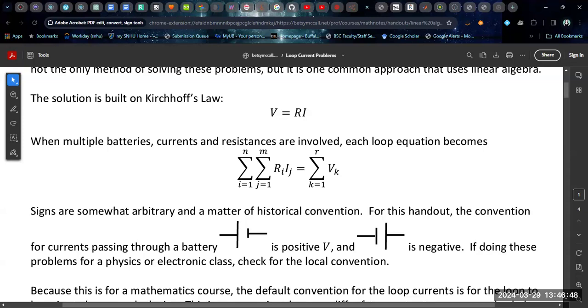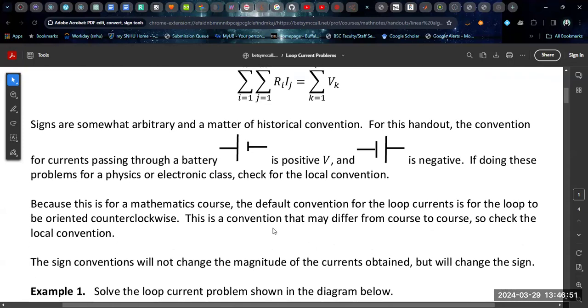Because the signs are somewhat arbitrary, particularly as a matter of historical convention, for this handout, we're going to choose one that may or may not be consistent with what you're learning in your physics class. For currents passing through a battery, going from the large side to the small side, we're going to designate this as a positive voltage, and going from the small side to the large side, we're going to designate this as negative.